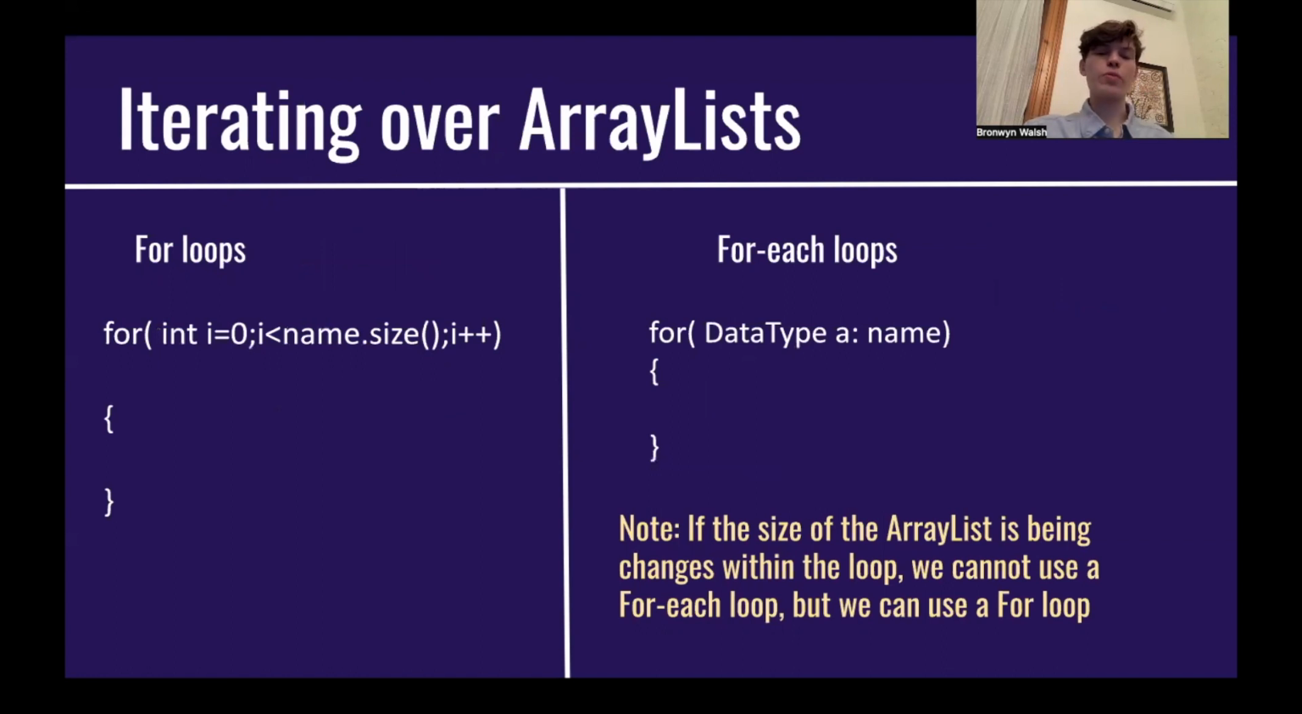Here's the general form of a for loop and a for each loop in an ArrayList. Note that we use the statement name.size(). This is the size method, which returns the length of the ArrayList. And remember, we use that in the for statement. Additionally, we cannot use a for each loop if we change the size of the ArrayList.